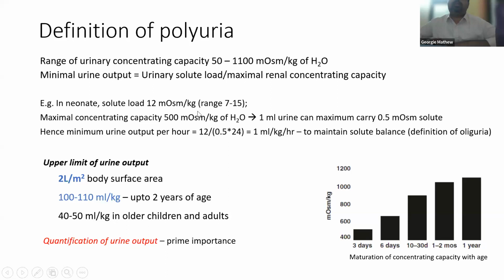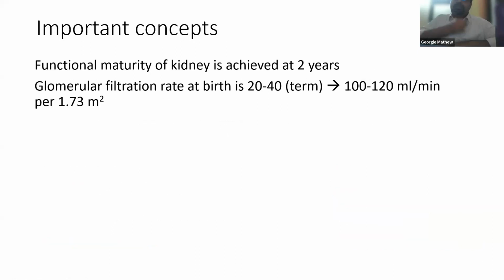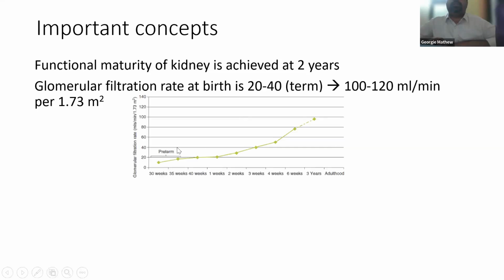Quantification of urine output has prime importance in the definition and management of polyuria, which I will come to in the later slides. There are 2 to 3 more slides where important concepts are outlined. Functional maturity of the kidney is achieved at 2 years, where the glomerular filtration at birth is 20 to 40 in a term infant, and it comes to about 100 to 120 mils per minute per 1.73 meter square body surface area at 2 years of age.